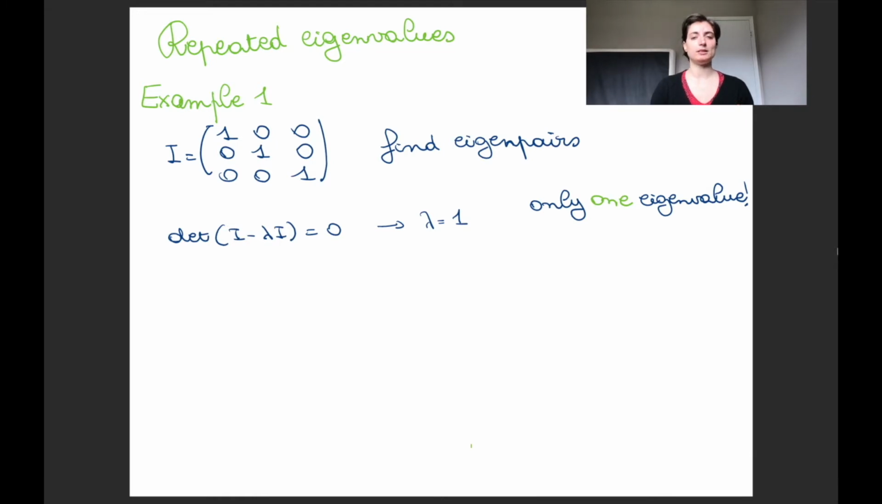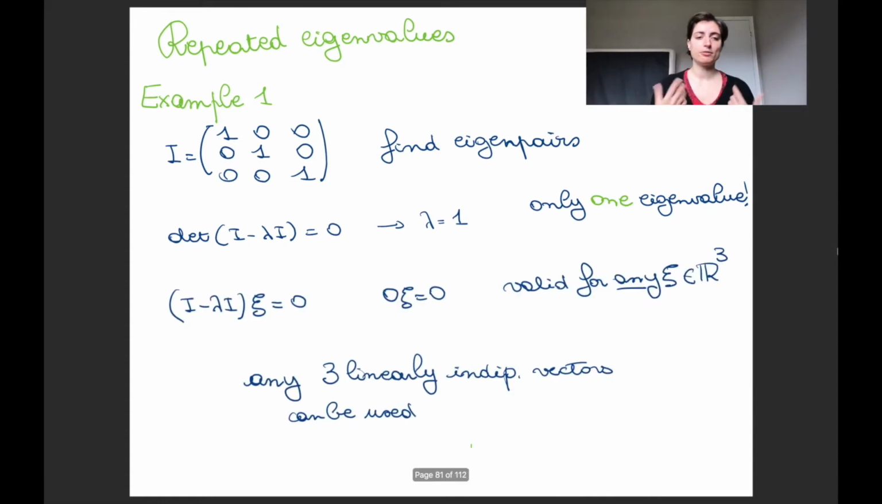Is it a problem? Well, in some senses, yes, because everything we have computed up to now requires 3 different eigenvalues. But if we keep going and we want to compute the eigenvectors, we retrieve that (I minus lambda I) times xi equal to 0 is 0 times xi equal to 0. So any vector in R3 is an eigenvector of the identity matrix. That means that any 3 linearly independent eigenvectors can be used as eigenpairs.